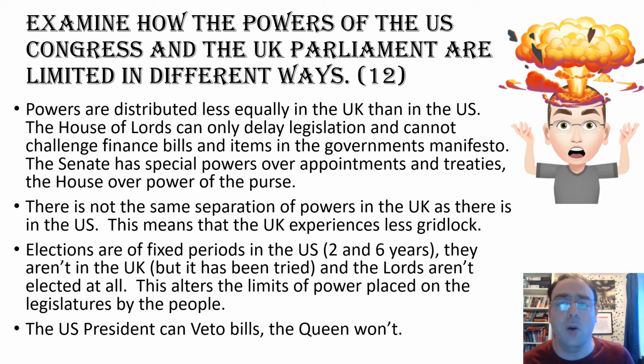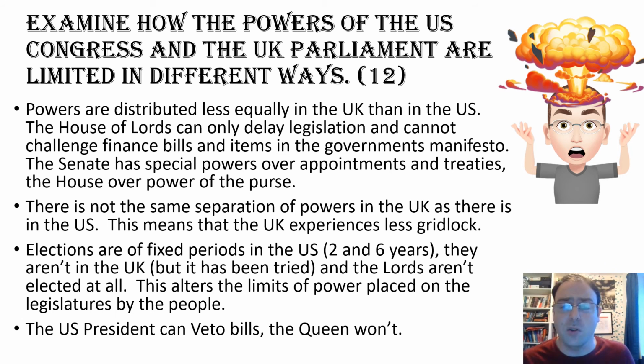So, examine how the powers of the US Congress and UK Parliament are limited in different ways. Well, powers are distributed less equally in the UK than in the US. The House of Lords can only delay legislation, and cannot challenge finance bills or items in the government manifesto, whilst the Senate has special powers over appointments and treaties. The House has the power of the purse. So the split in power is different. There are splits of power in both the US and the UK, but the way that the power is distributed is different in the two.